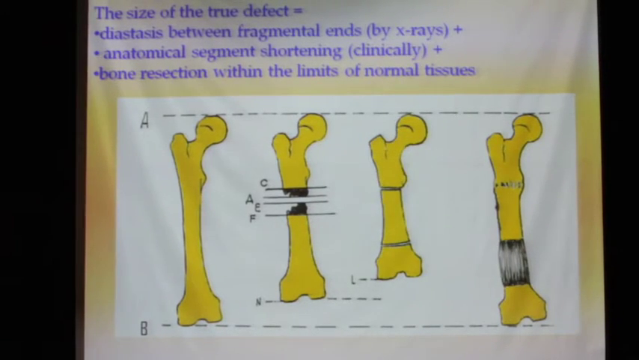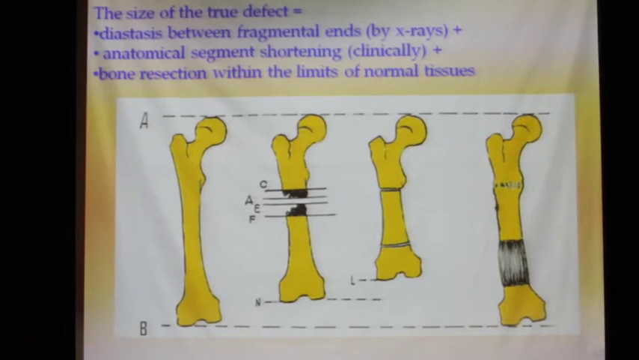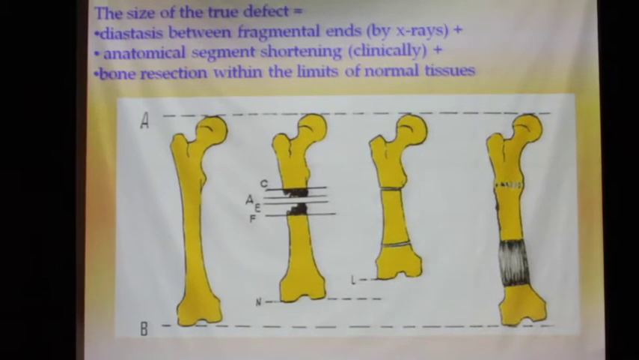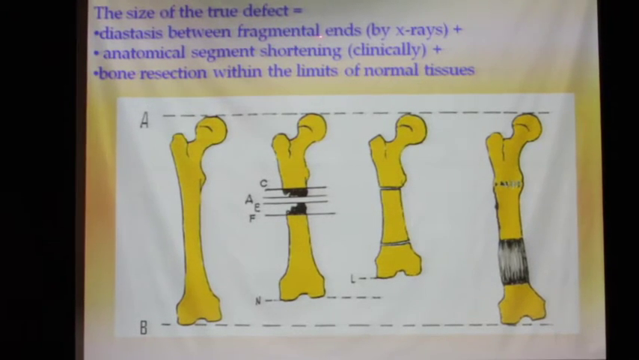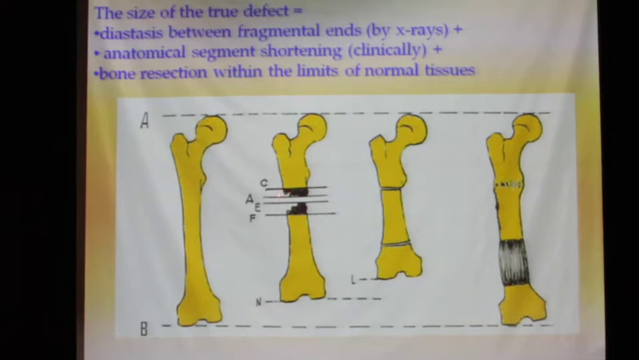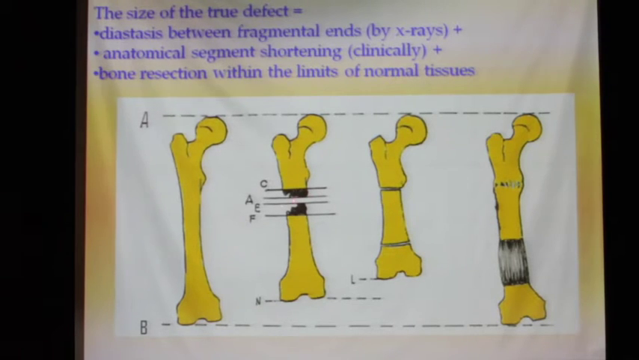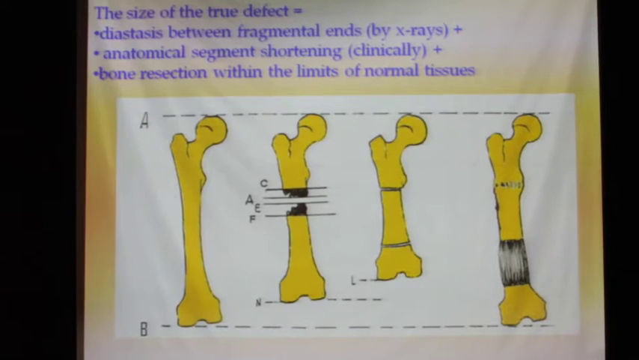Whenever there is shortening, you have to find out where the non-union site is. There is a formula for how much lengthening you will do. The size of the bone defect is equal to the diastasis between the fragments by X-ray. For example, this is A, this is E. When you have done the X-ray with the magnifying rod there, you should know how much bone is short. And after that, we decide how much bone we will resect there. That is C and F.